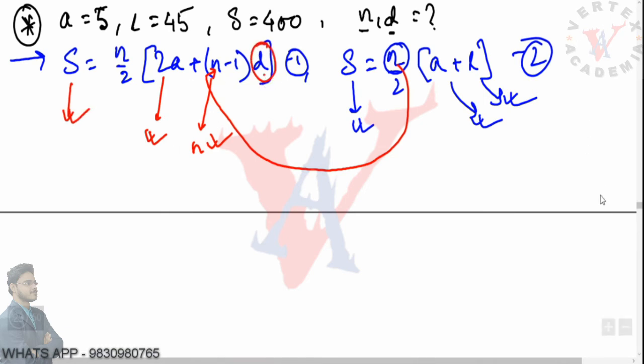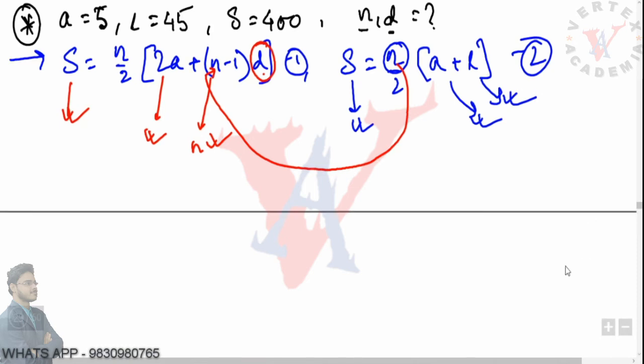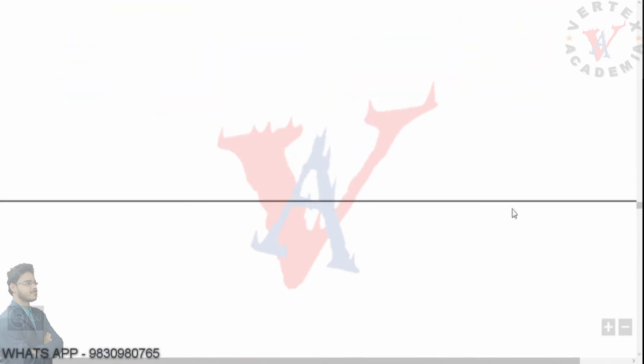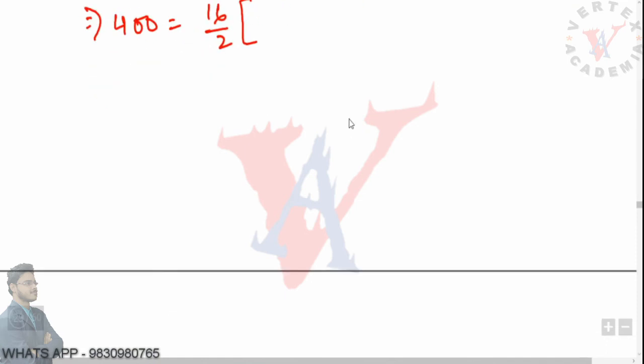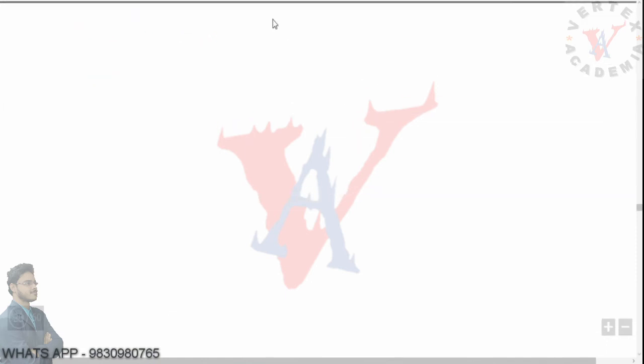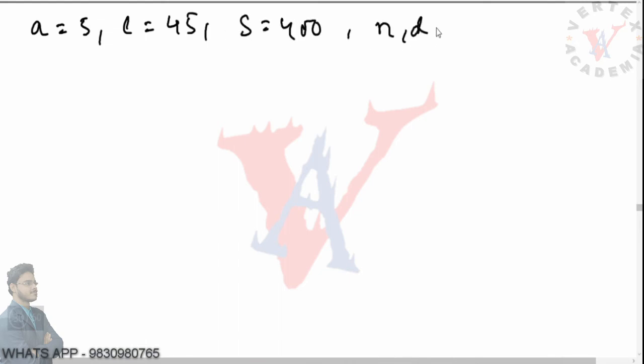So I hope the approach is clear. So let me just continue. So first, sorry, it got vanished. Let me just write. So A was 5, L equals 45, S was 400, and we have to find N and D.